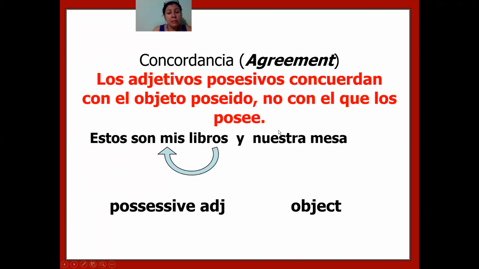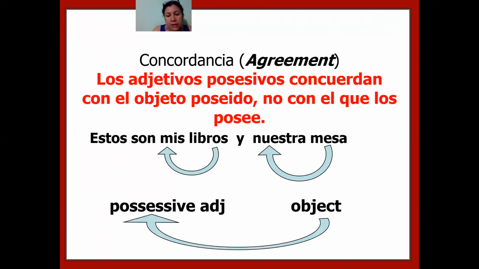And nuestra mesa, look at that, nuestra mesa agrees with mesa. We are using the a version of nuestra because mesa is feminine singular, and we're not using the s there. So the possessive adjective agrees in gender and number, or only in number, with the item, not with the owner. In English, you say her. Let's imagine her brother. See, her brother. No, in Spanish it has to agree with brother and not with the person that owns the brother.